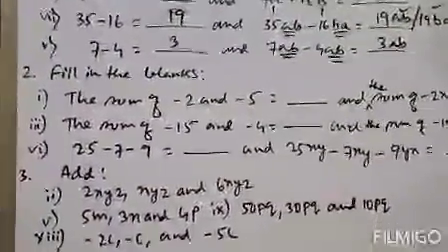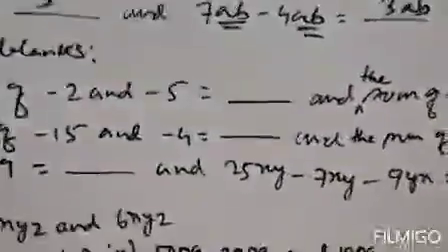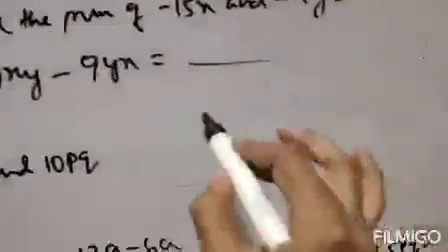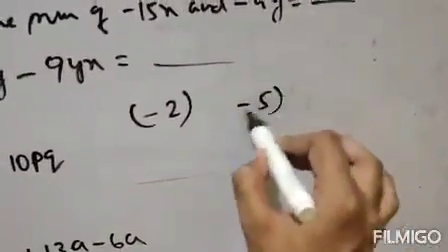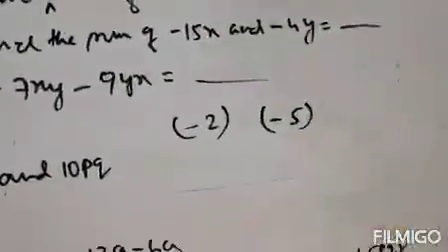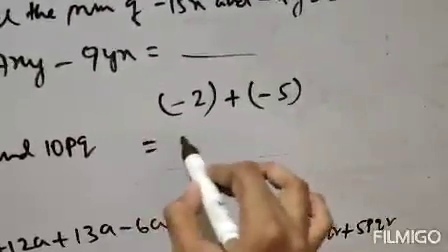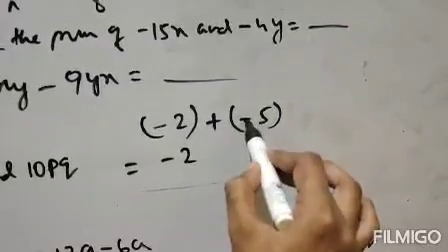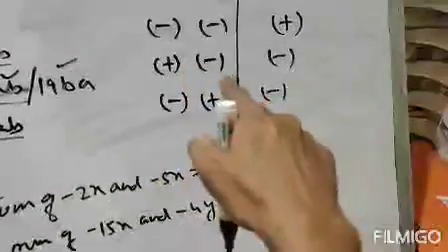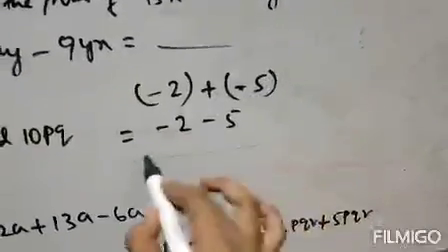So the first question is the sum of minus 2 and minus 5. That means the sum of minus 2 and minus 5. So minus 2 is one term and minus 5 is one term, and we have to sum these two numbers. That means sum. So see, minus 2, and plus and minus. If one operation is plus and the second operation is minus, then the resultant operation is minus. That means plus and minus becomes minus, and minus 5.